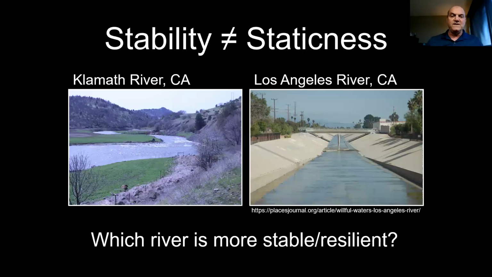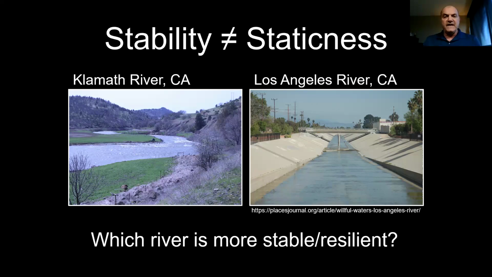So I pose a question here as I present the second concept of river processes: stability does not equal staticness. Which of these rivers is the most stable or resilient? If we look at the Los Angeles River in California, cemented and concreted in, unable to move and shift, we would think, oh, that doesn't change, so maybe that's the stable one. But in terms of river processes, that's not the case. It's the channel that's able to move and shift.